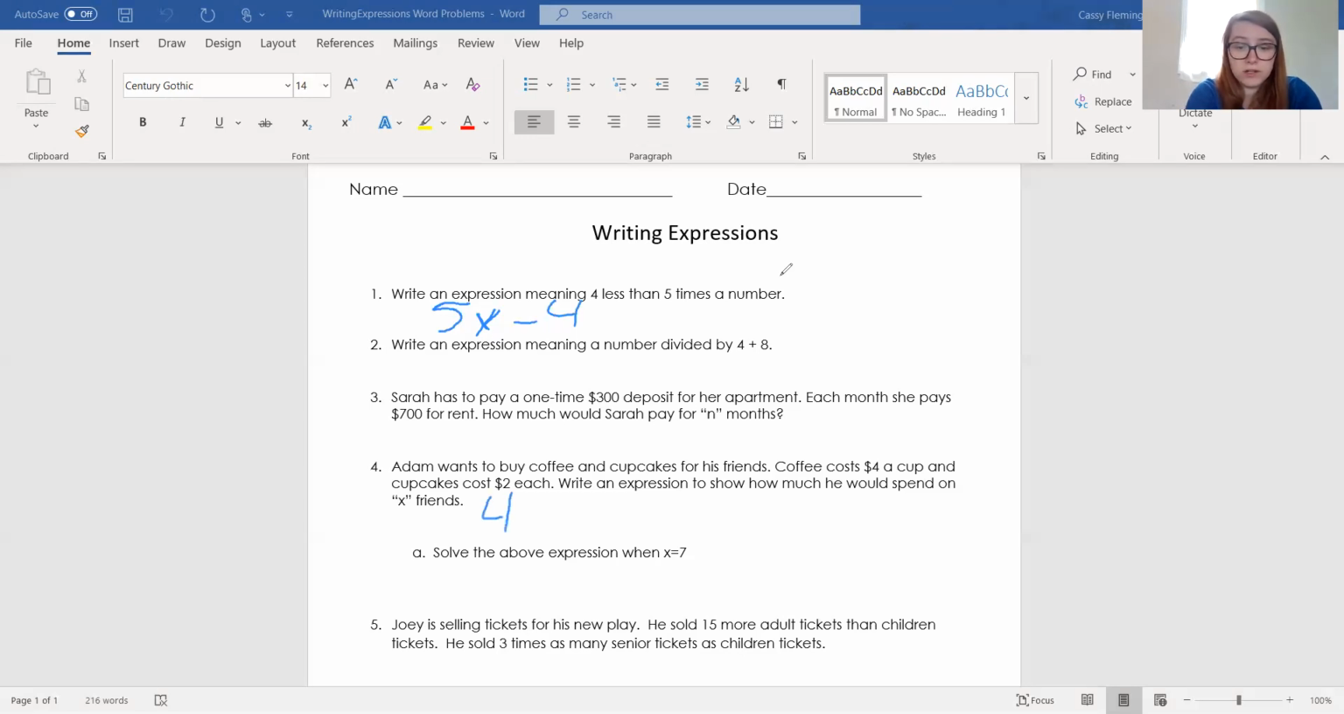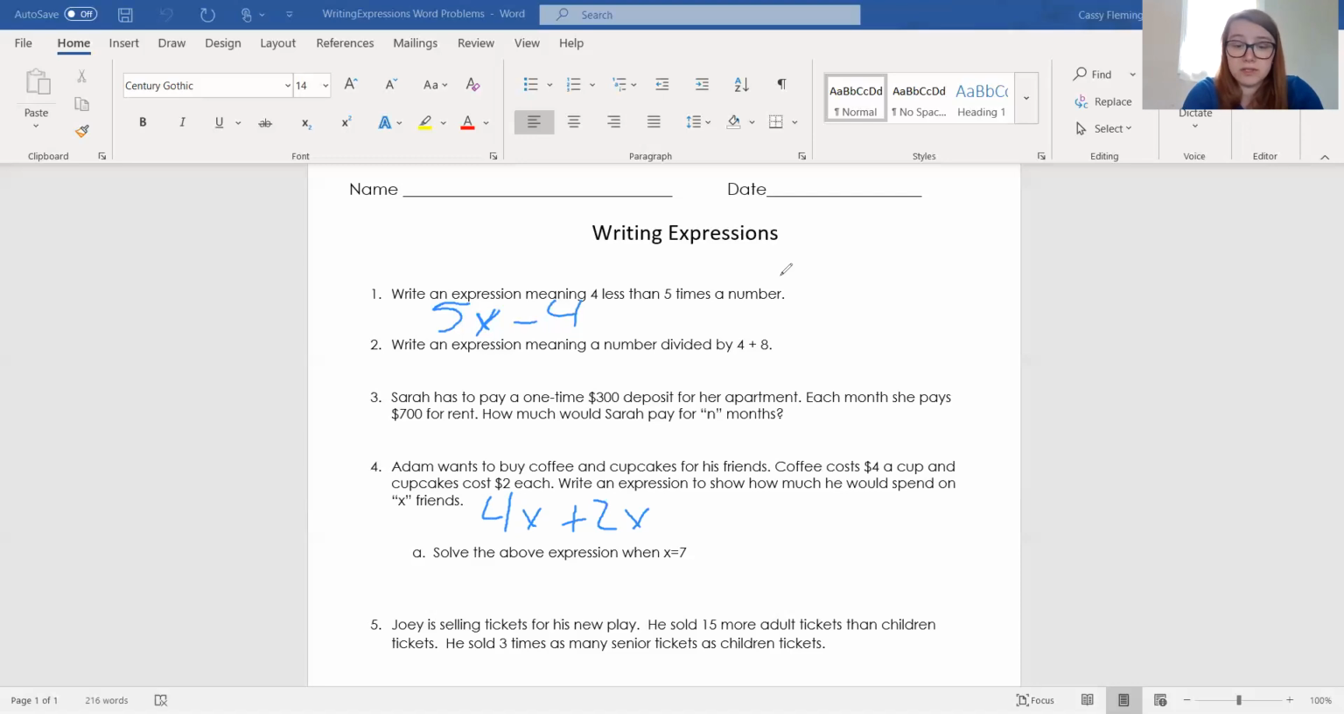So $4 for a cup of coffee times however many friends. And we also need to add the cost of cupcakes. So we're adding. Cupcakes are $2 each, and again, times how many friends. So 4x plus 2x, and that is our expression to find out how much it would cost if you bought X amount of friends, coffee, and cupcakes. Now, part A of this problem says, solve the expression when x equals 7. So he's buying for 7 friends, coffee, and cupcakes.